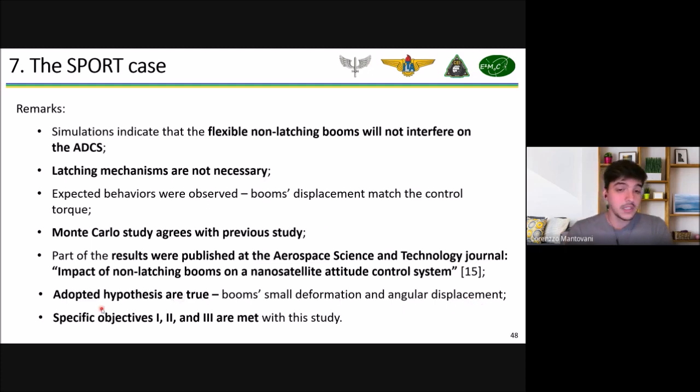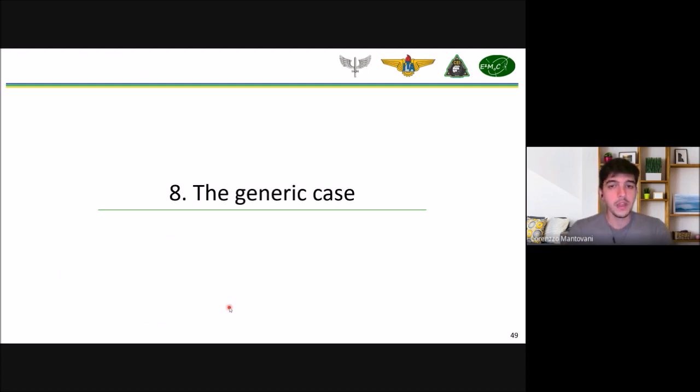Now, with this study, we met specific objectives 1, 2, and 3 of our work, which were basically understanding the influence of rigid non-latching booms on the ADCS, flexible non-latching booms on the ADCS, and comparing these two models, the rigid and flexible models. So we applied that for the SPORT case.